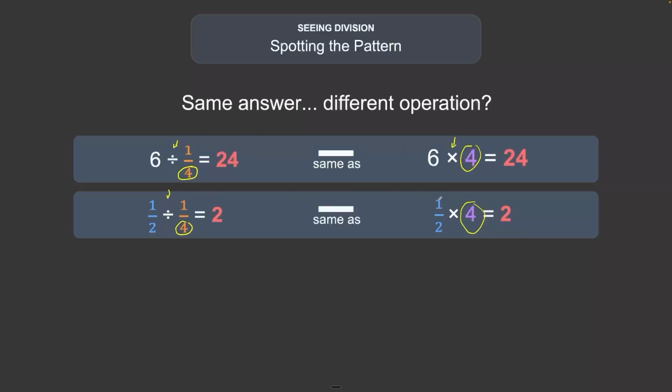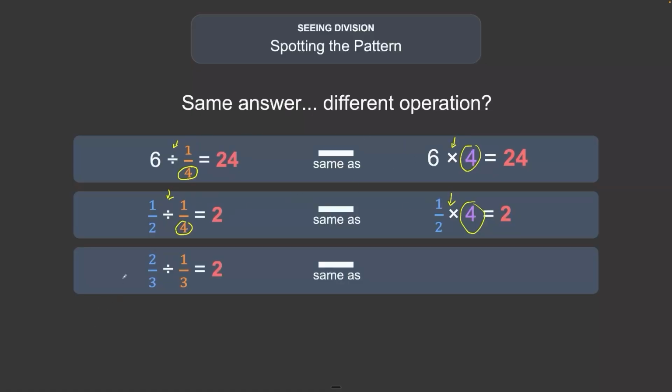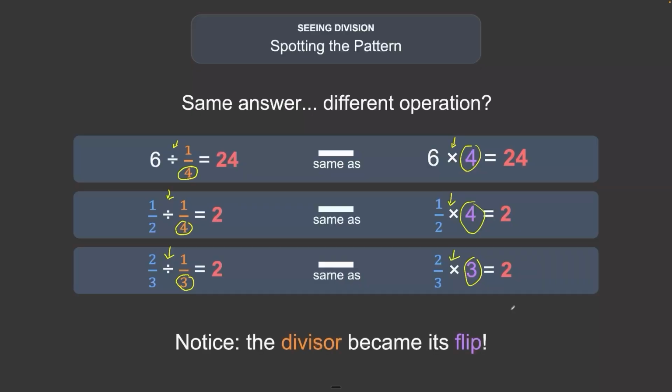Division becomes multiplication. And again, 2 by 3 divided by 1 by 3 is the same as 2 by 3. Again, the division is becoming multiplication, and the 3 over here becomes the 3 over here. This is the crucial pattern. What you need to notice is that the divisor became its flip.